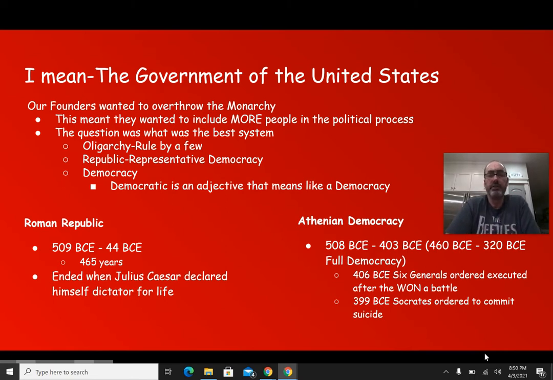Now, when our founding fathers looked at history, they looked at the Roman Republic, and they also looked at Athenian democracy. The Roman Republic lasted for 465 years. It was fairly stable. And they saw that it increased its enfranchisement, who could vote and who could participate in government, as it went on. Now, Athenian democracy did evolve a bit. There was a really good period between 460 and about 320 where they had full democracy. But that full democracy was a little bit scary to our founding fathers.